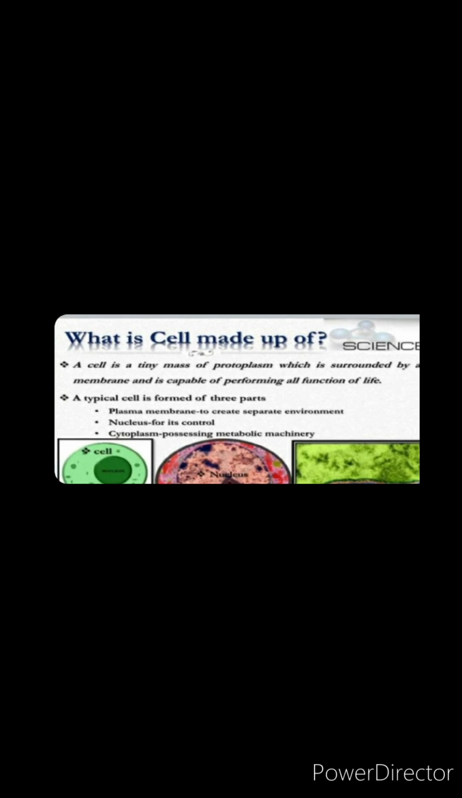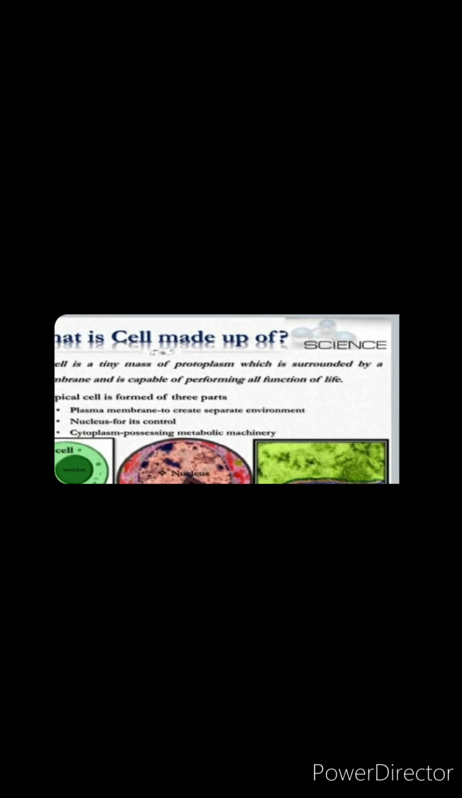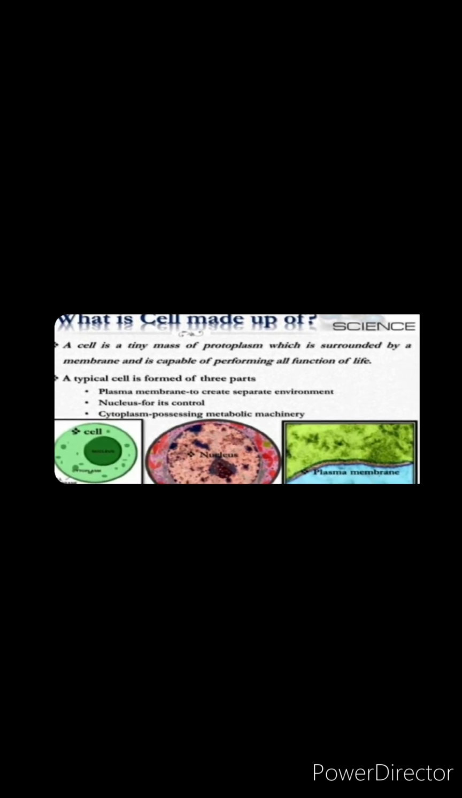So the cell is a tiny mass of protoplasm, which is surrounded by a membrane and a capsule, that is performing all functions of life. Means the cell is made up of the tiny protoplasm and a capsule, which is the protective wall of the cell. So these are the two main components that form the cell.